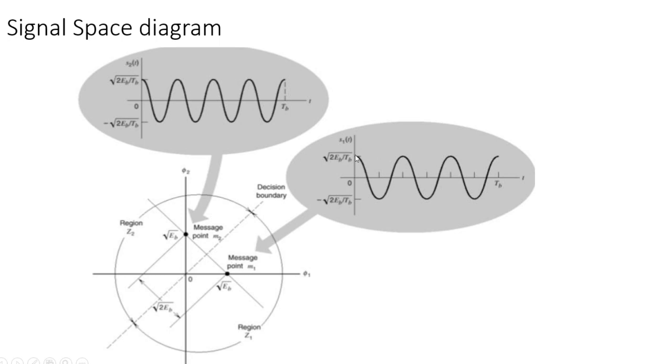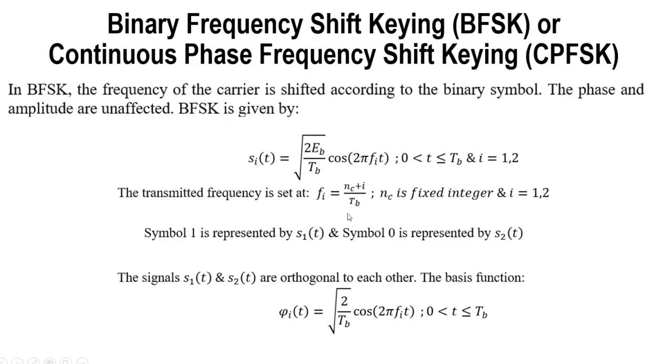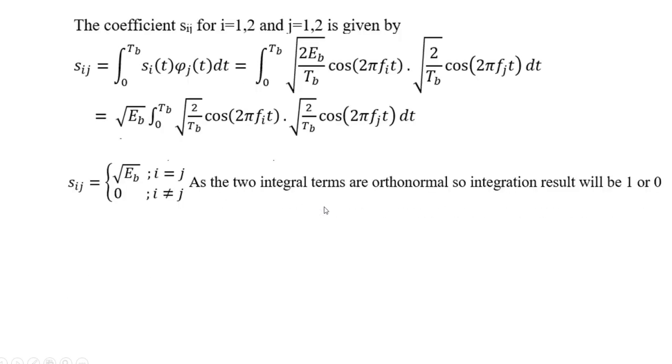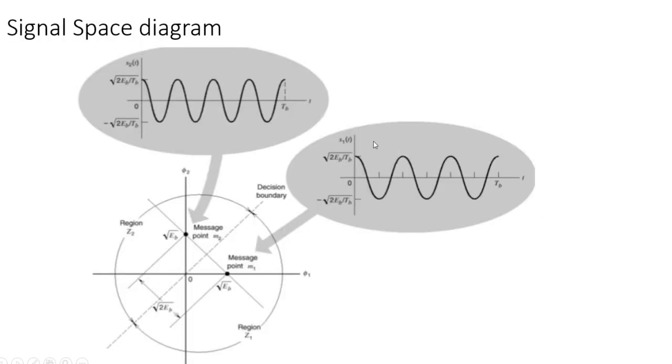For symbol 1 the waveform will be like this, that is low frequency. You can see here only 3 cycles are there. If you consider Nc equal to 2, f1 will be 3 for i equal to 1. So there are 3 cycles in one bit duration, and for i equal to 2, f2 will be 4. So in BFSK, S1 of t has 3 cycles and S2 of t has 4 cycles in 1 bit duration. So this is the waveform for the BFSK signal, that is for S1 of t and S2 of t.